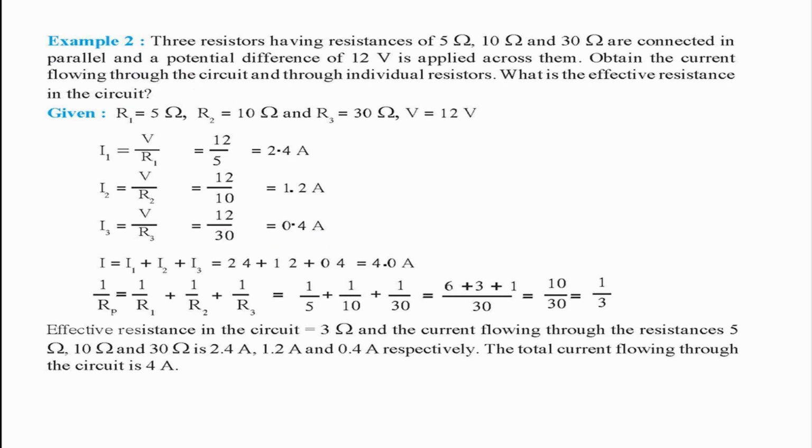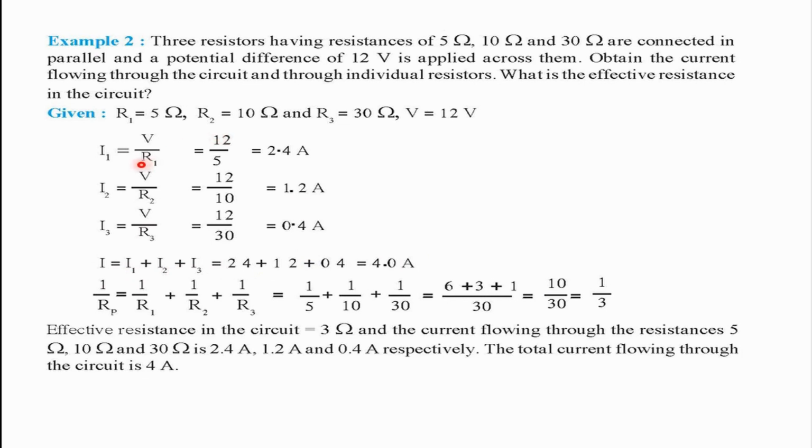One more example I would like to share with you. It is a tricky one. Three resistors having resistance 5, 10 and 30 ohm are connected in parallel. The potential difference will be 12 volt applied across them. Not each, since in parallel condition we don't have individual potential difference. Obtain the current flowing through individual resistors. That is, at the end of each resistor, what will be the individual current which we have to find out. We also have to find the total effective resistance.